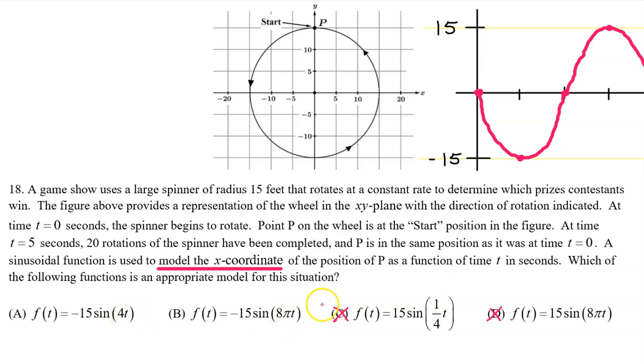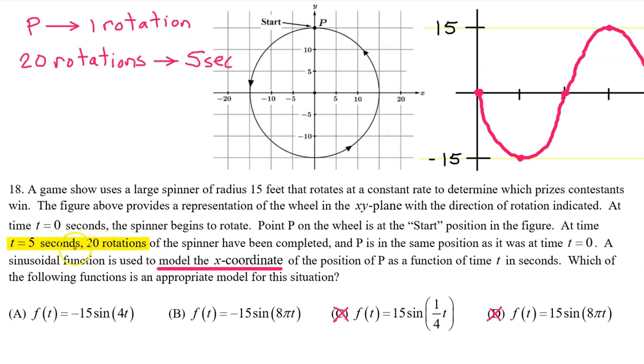To find the b value, we first need the period. The period will be the duration of one rotation. We are told that 20 rotations occur in 5 seconds. So we can figure out the duration of one rotation by dividing both sides by 20. One rotation will take 5 divided by 20 seconds. 5 over 20 reduces down to 1/4. That tells us that the period is equal to 1/4 of a second.